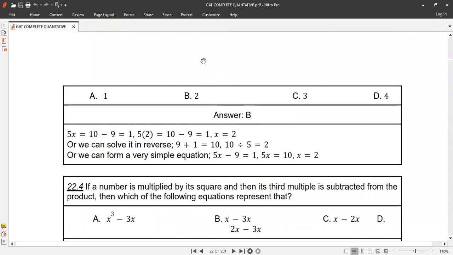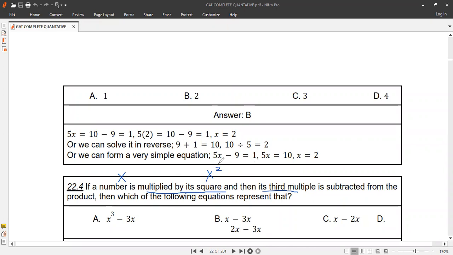Here, we have a very important question. If a number is multiplied by its square and its third multiple is subtracted from the product, then which of the following equations represents that? Always, guys, we consider the number, let the number be x, multiplied by its square, so x power 2. And then its third multiple is subtracted.